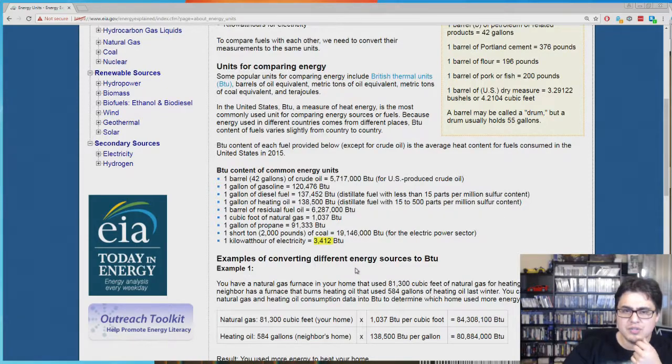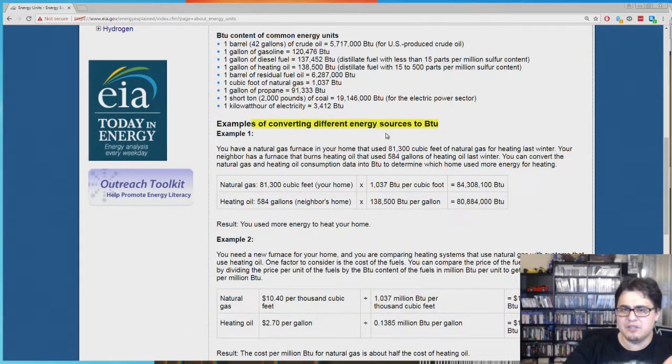Okay. So, what about this whole converting part? That's what we're talking about, right? Let's look at some examples of converting different energy sources. Right here it says you have a natural gas furnace in your home, and you use 81.3 thousand cubic feet of natural gas for an entire winter. Then your neighbor has another furnace that burns heating oil and uses 584 gallons. You're trying to work out which one's more efficient, which one's cheaper, which one costs less, because at the end of the day, you always want to use the cheaper option, right? So how do we compare this?